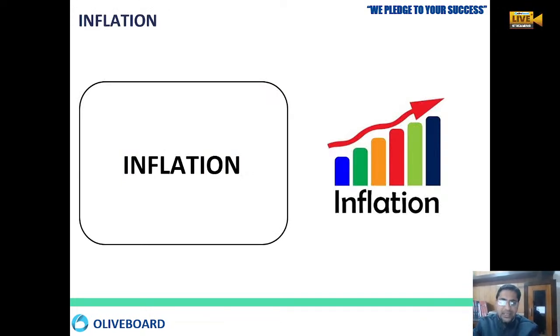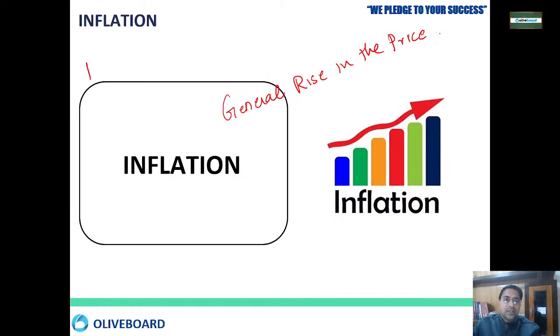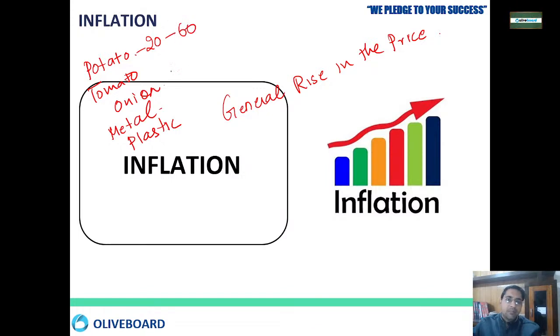Now comes what is inflation. Inflation is called the general rise in the price. Now we see like potato, we have tomato, we have onion. Now what else can we say? Like metal goods are there, plastic materials are there. Okay, so if we say the potato price has gone from 20 to 60, but tomato, onion, and metal and plastic prices remain same, can we say that inflation is happening? No, we cannot say.